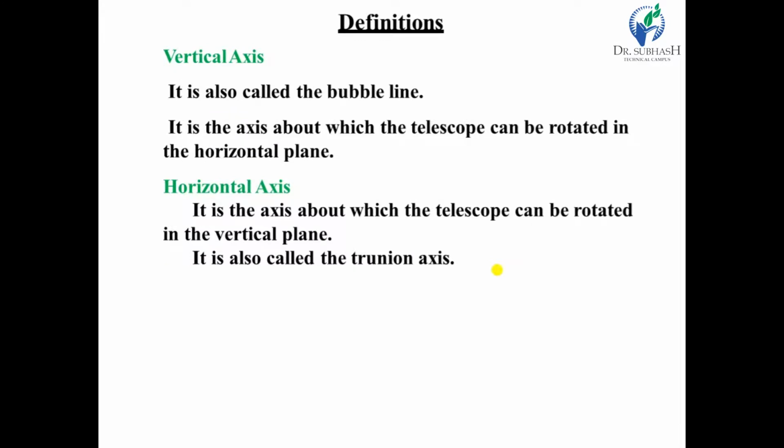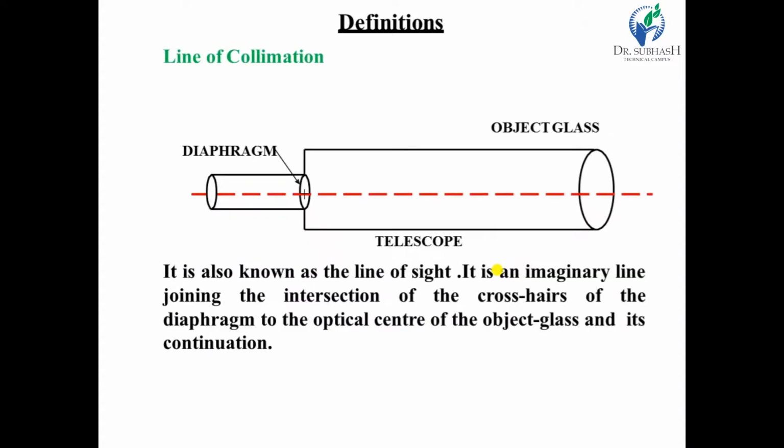Now, what is the vertical axis? The vertical axis is also called the bubble line. It is the axis about which the telescope can be rotated in a horizontal plane. The horizontal axis is the axis about which the telescope can be rotated in a vertical plane. It is also called the trunnion axis. So understand that the horizontal axis and the trunnion axis are the same, but their names are different.